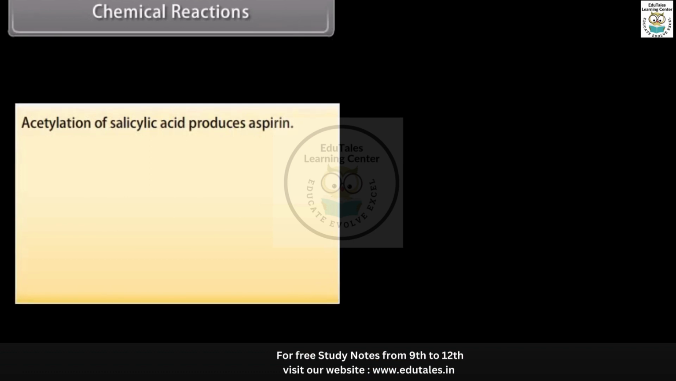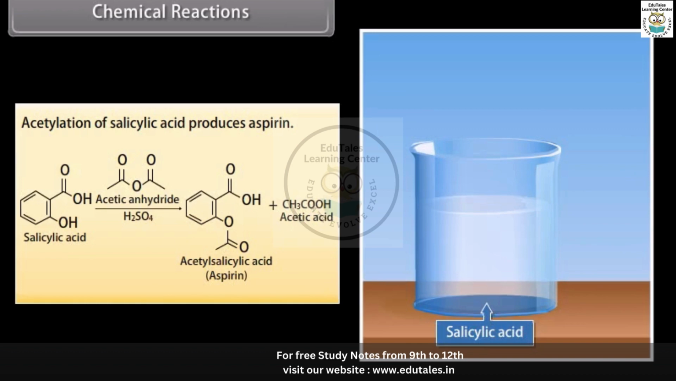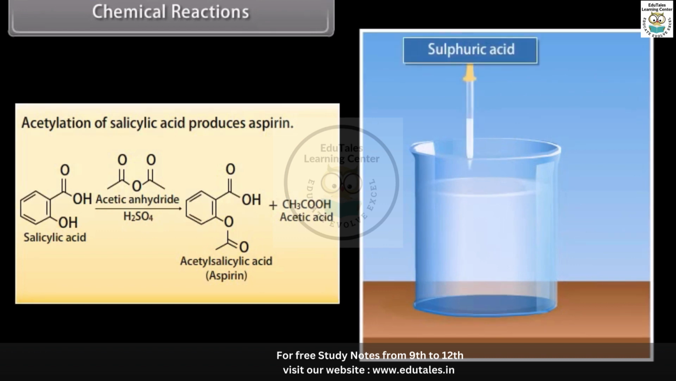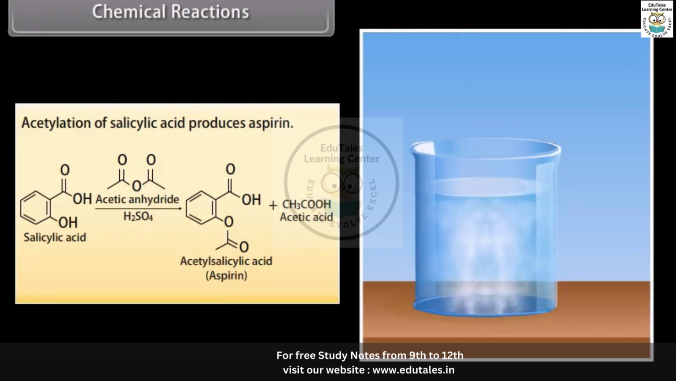Acetylation of salicylic acid produces aspirin. Acetic anhydride reacts with salicylic acid in the presence of sulfuric acid to form acetylsalicylic acid or aspirin and acetic acid.